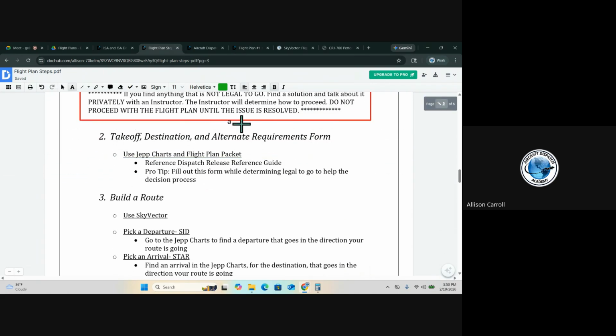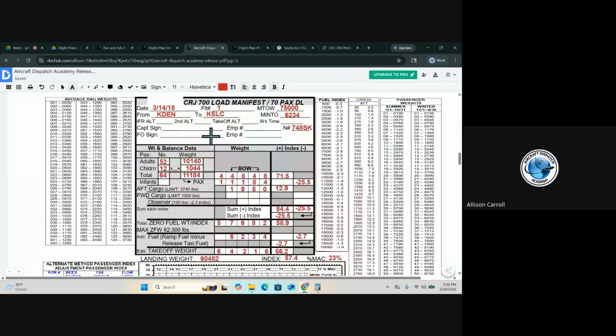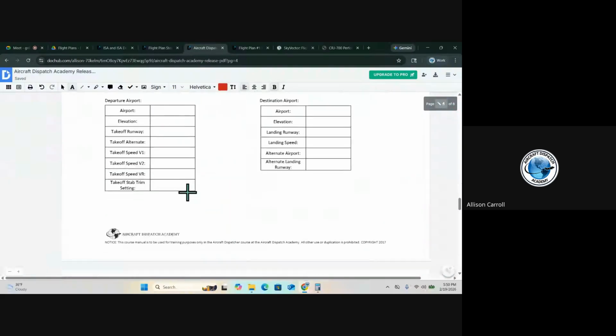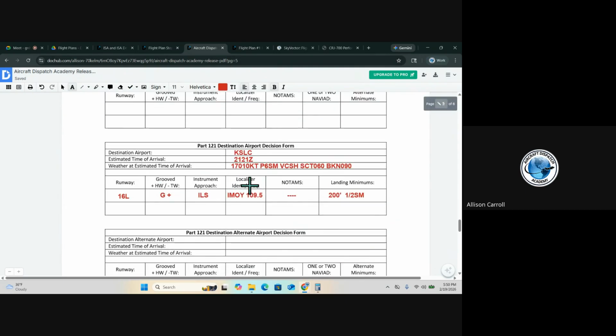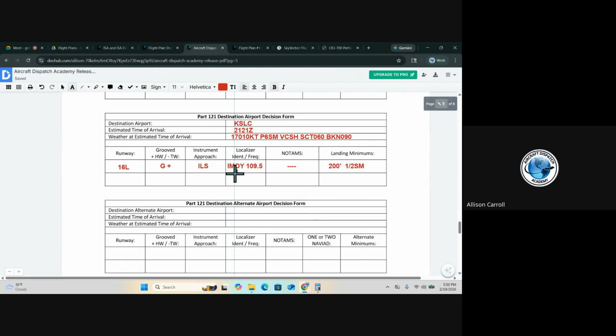After that, we filled out that form, the takeoff destination alternate requirements form. It was this next form right here. So we put in all the information about Denver, all the information about runway 16 for takeoff minimums, right? And then we came down and filled out the destination portion of it for Salt Lake. We put in our ETA that we had found, and this weather is from the forecast, right? From the TAF.